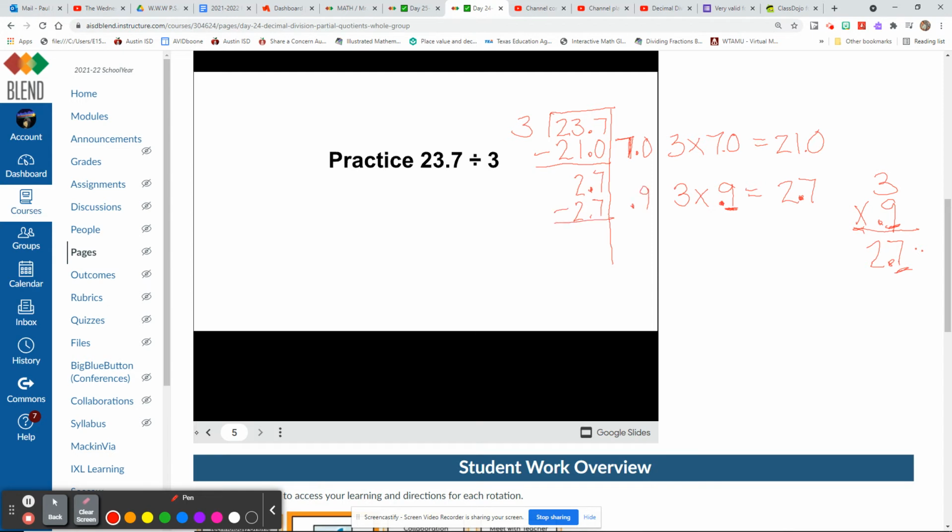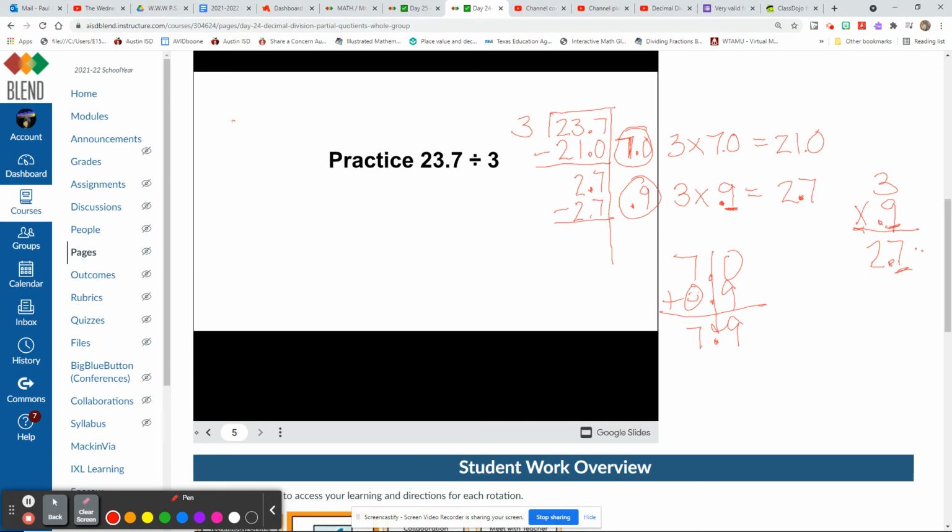Now we just have to add together the amount of groups that we took out. So it's 7 and 0 tenths plus 9 tenths, and we get 7 and 9 tenths. So there is a partial quotient version of dividing 23 and 7 tenths into 3 equal groups.